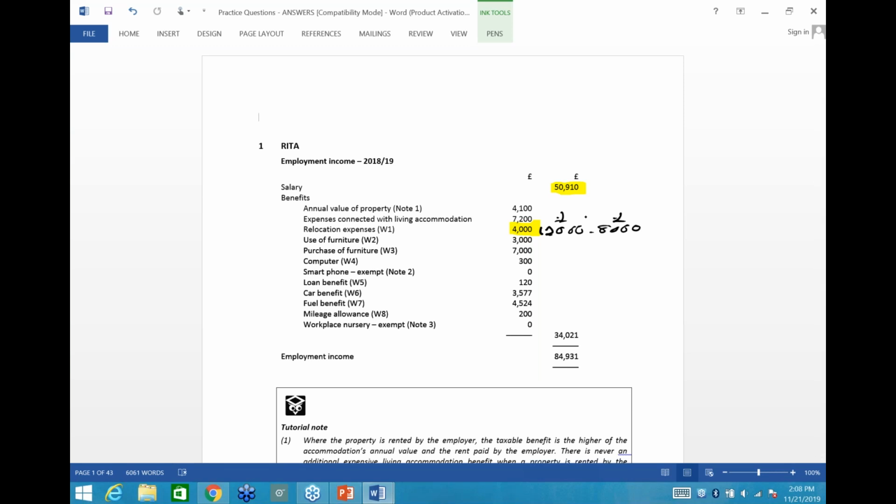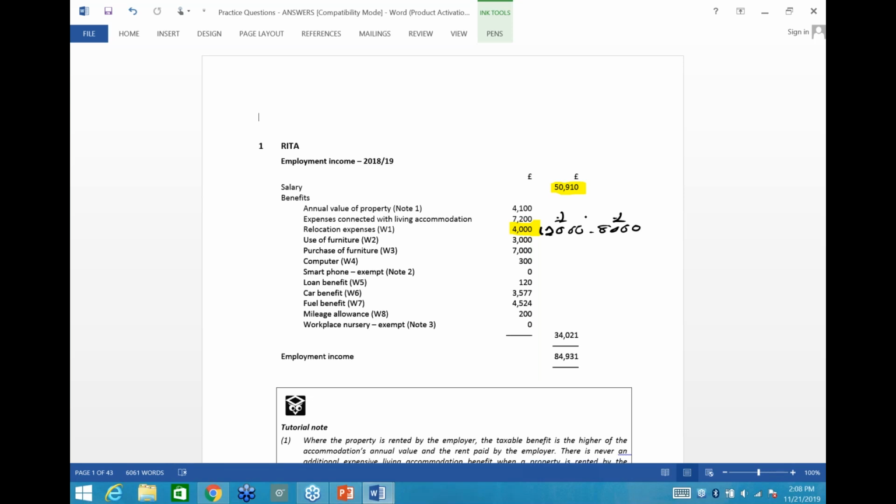Now, when it comes to living accommodation, you have to be a little careful when you're calculating. First, we'll focus on the accommodation benefit, not the expenses with regard to living accommodation. We'll calculate the accommodation benefit. Now, when it comes to accommodation benefit, there are two charges. One we call the basic charge, the other one is something called an additional charge. How do we calculate the basic charge?